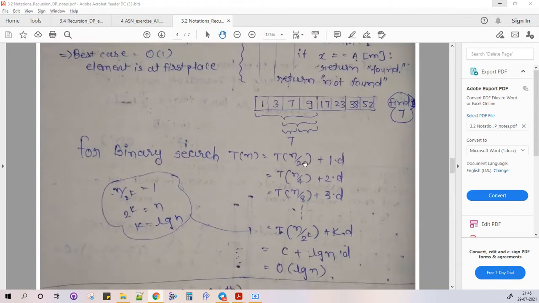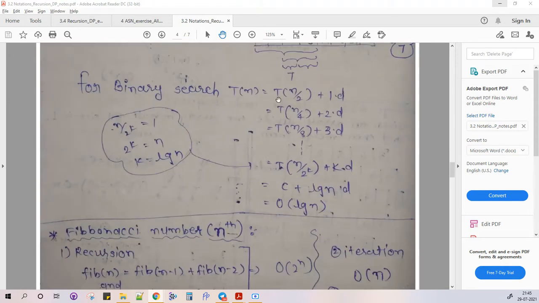So let's see how to use the back substitution method just for revision purposes. T of n by 2 I can write as T of n by 4 plus d. So T of n by 4 plus d, plus one more d that was there, so d plus d would be 2d. Now I will again substitute T of n by 4.